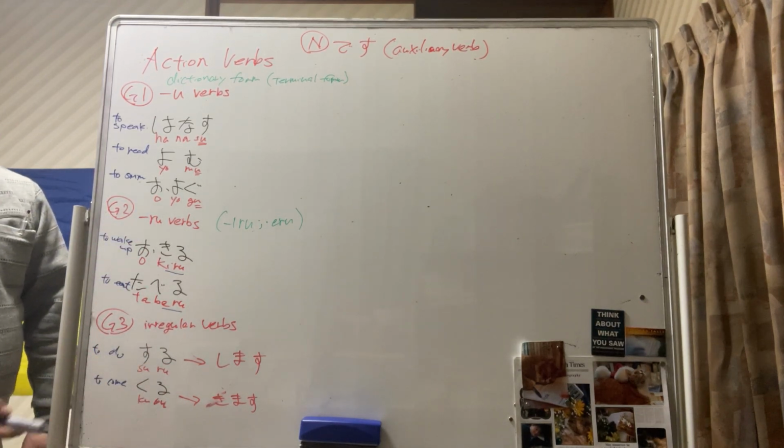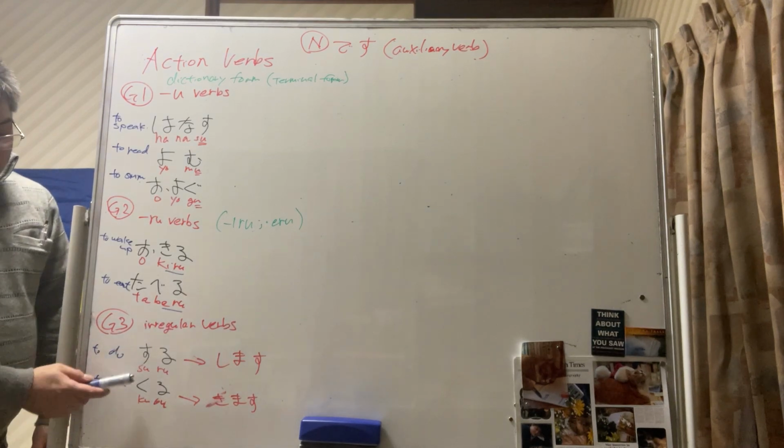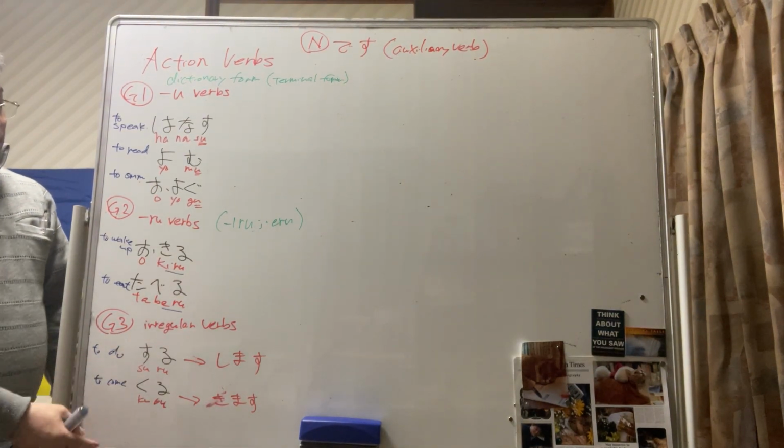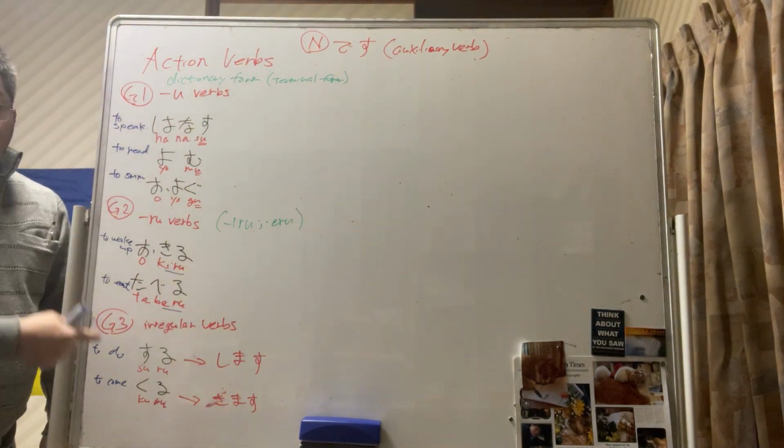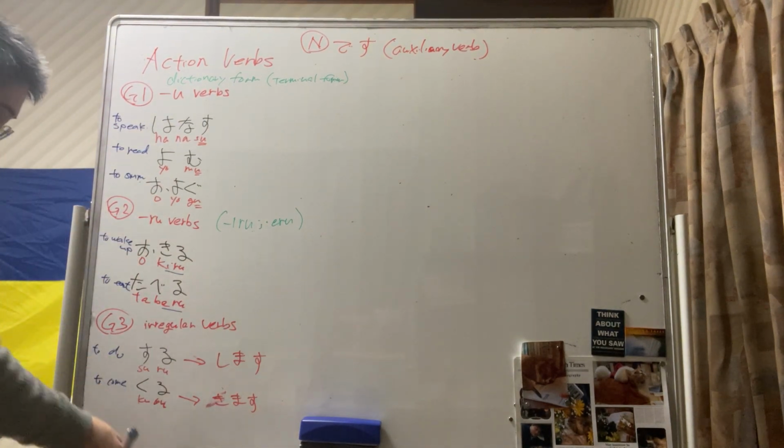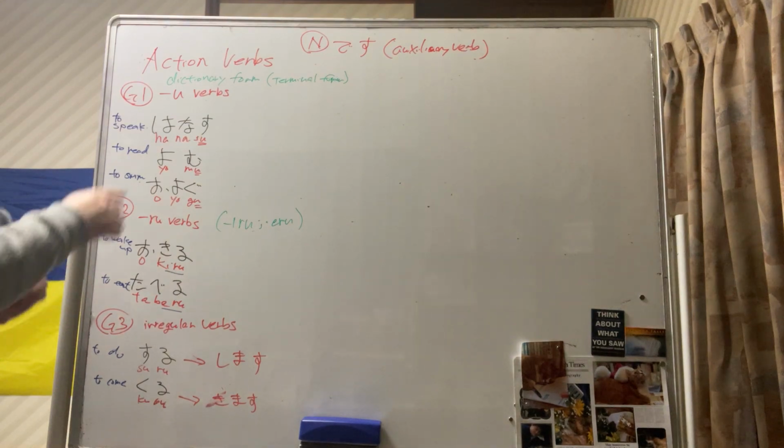So it's fairly easy here. These ones are irregular. Conjugation is always irregular, whereas these ones are fairly reliably consistent. And so this is the base form.